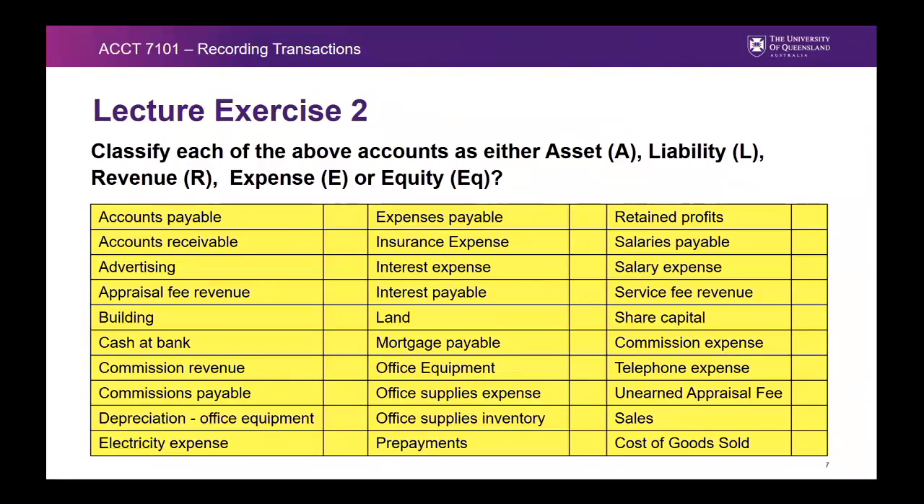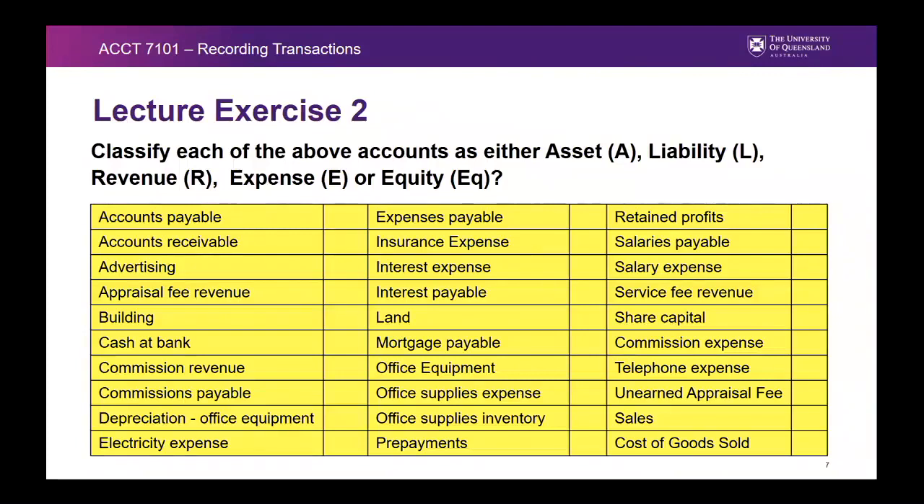Unearned appraisal fee. That's pretty tricky. That's actually a liability. So unearned appraisal fee, or the other simpler title is unearned revenue. This is where we've received money in the business before we've provided goods or services in exchange for the money. And until we do the work or provide the services, and we hold the money in advance, we'll treat it as a liability until we actually do the work or provide the goods.